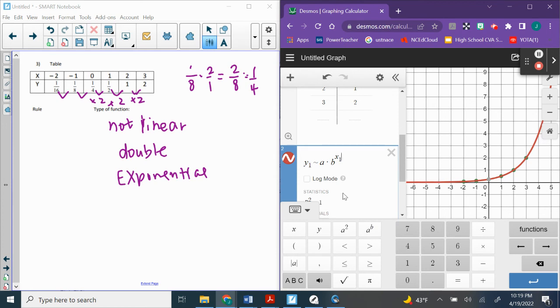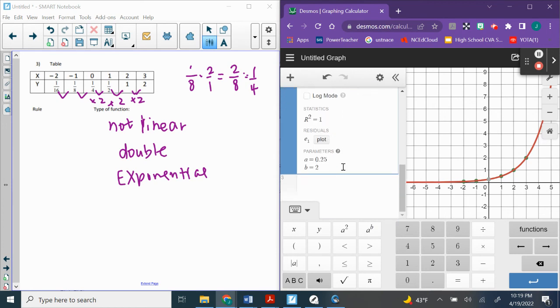It crosses through perfectly. We see that r squared equals 1, which means it is absolutely 100% an exponential function. Our A value is 0.25, which is that 1/4, which you see over here where x is 0. And then our B value is 2, and that's because it's doubling all the way across. So then our equation is going to be y equals 0.25, or we could put 1/4, doubled raised to the x power, because that's what makes it exponential.